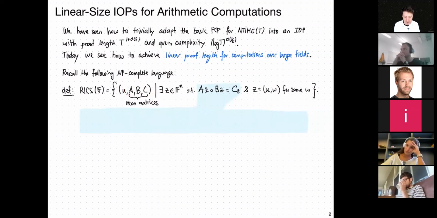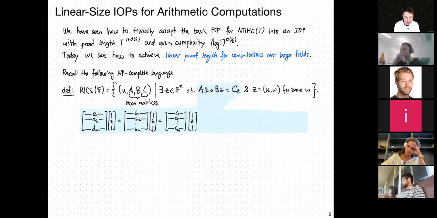So the language works like this. An instance is given by a public input U and a collection of matrices A, B, C. And the satisfiability condition says there exists a witness Z that satisfies this condition: A times Z, Hadamard product B times Z, equals C times Z. The way you should imagine this is that you have this matrix-vector computation, and you get two vectors, and you take the entry-wise product, that's the Hadamard product, and compare it against this matrix-vector computation.